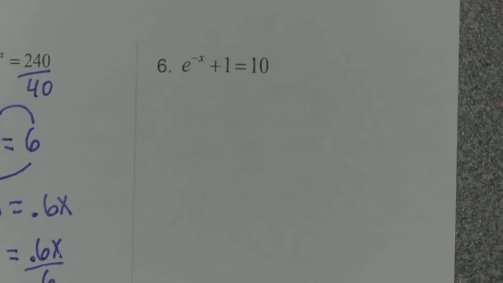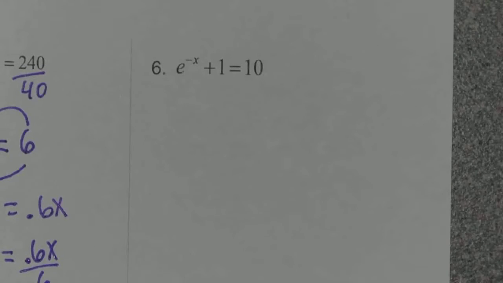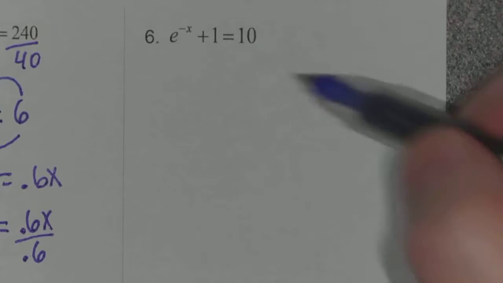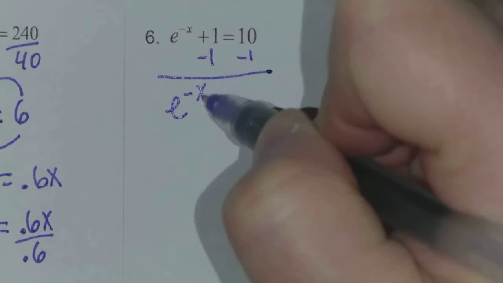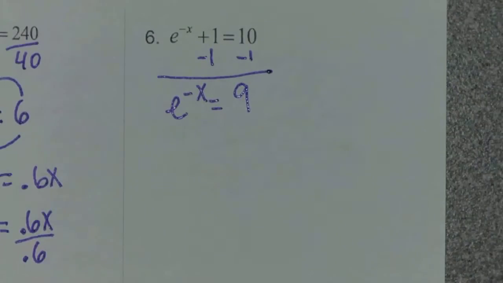All right, let's try another one then. Is it ready to circle around the way that it is? No, what do I got to get rid of? The 1. So subtract the 1 over. You get e to the negative x equals 9.